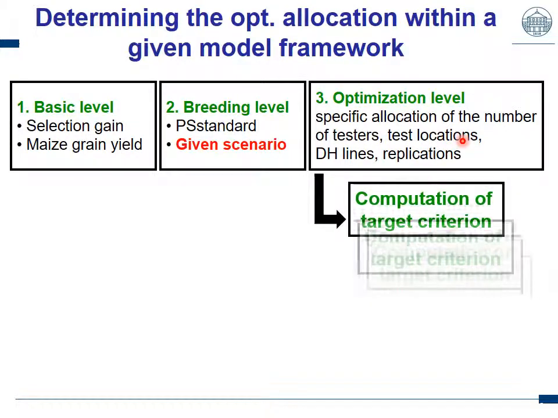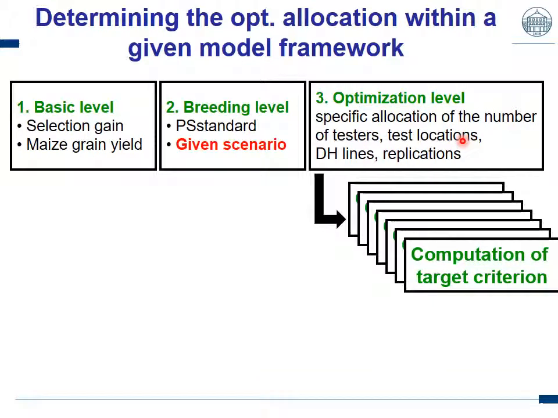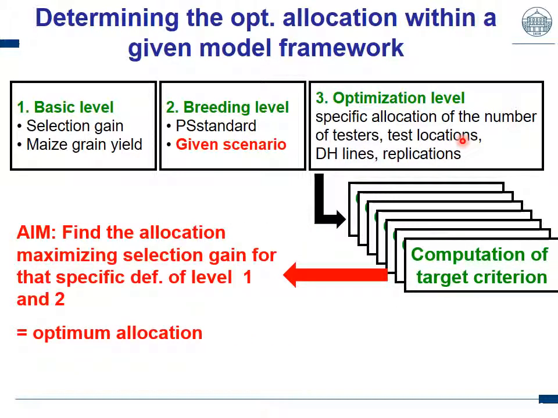It looks like this. For each allocation, the target criterion is calculated, that means the selection gain. And the package runs hundreds of different allocations. And after one to two minutes, depending on the size of your budget, you will get the maximum selection gain in the scenario you have defined, and you will get back the allocation of resources in this situation, which would be at the end the optimum allocation, because it maximizes the expected selection gain for your defined scenario.